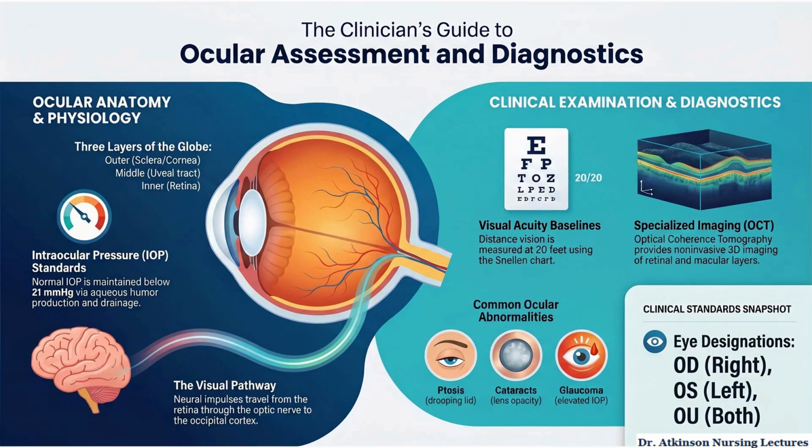Clinically important abnormalities include ptosis, cataracts, glaucoma, retinal disease, visual field deficits, and elevated intraocular pressure. Remember the standard eye abbreviations: OD for the right eye, OS for the left eye, and OU for both eyes.